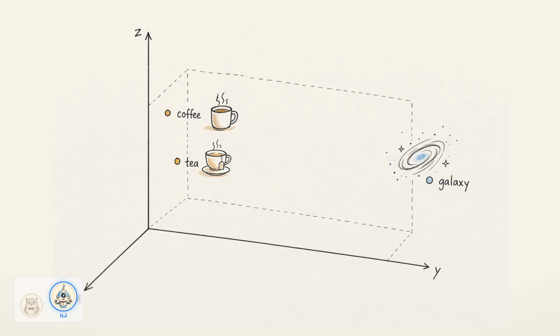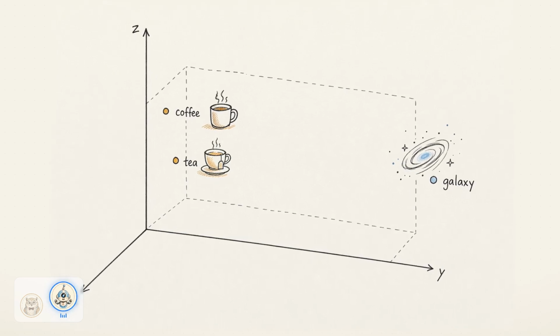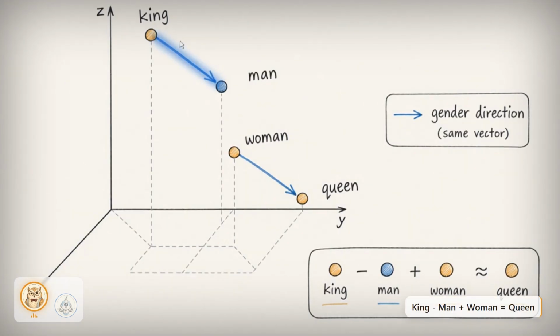Wait, isn't this the famous party trick? King, queen, all that? That's the one. Take king, subtract man, add woman, and you land near queen. A lovely hint that directions in the space carry relationships. But it's a postcard, not the map, a simplification. Real embeddings are messier, and the model isn't literally doing that sum.